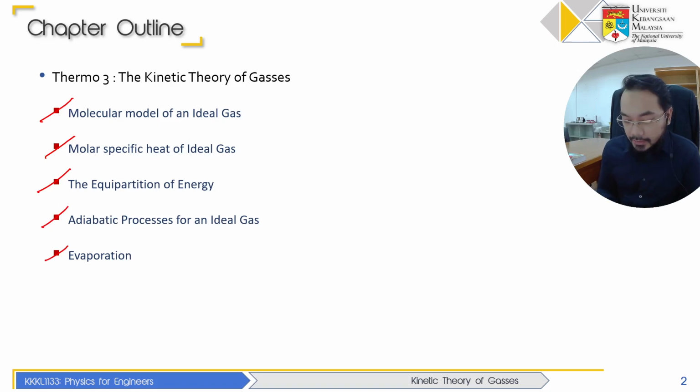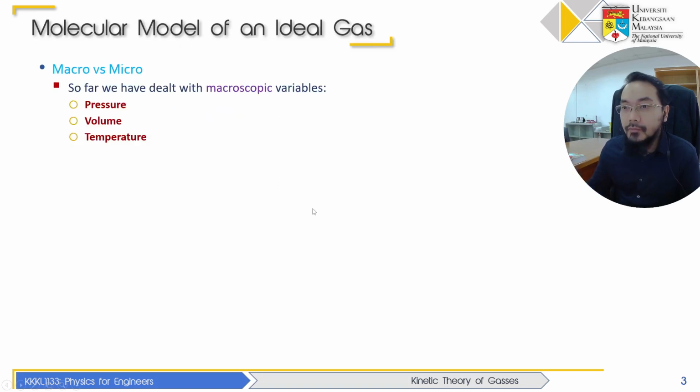Now, for an ideal gas, it's important that we know how to model it, how to measure or calculate the molar specific heat, and then lastly, for the adiabatic process of an ideal gas, we have to use a special equation which is a little bit different from the ideal gas equation that you use for processes other than adiabatic. So starting off, let's look at the molecular model of an ideal gas.